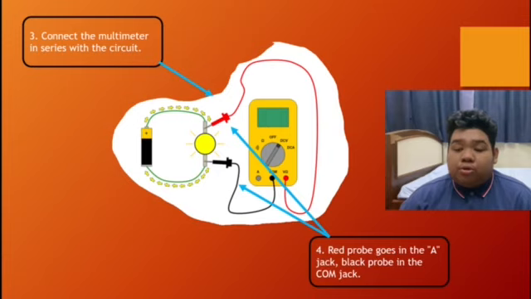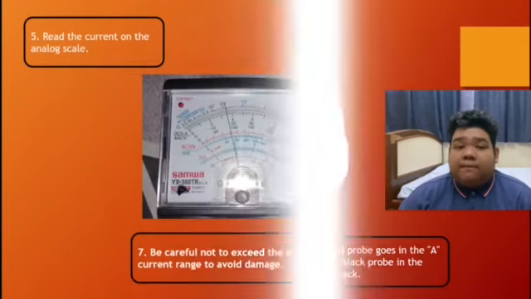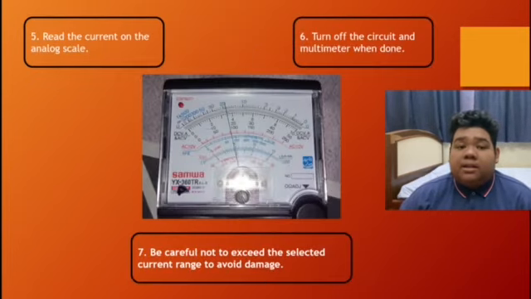Four, red probe goes in the A jack. Black probe in the COM jack. Five, read the current on the analog scale. Six, turn off the circuit and multimeter when done. Be careful not to exceed the scaled current range to avoid damage.